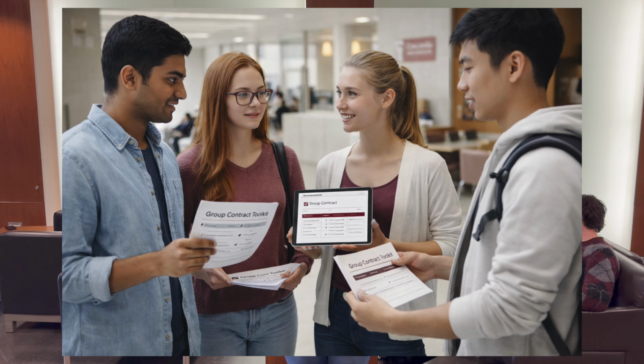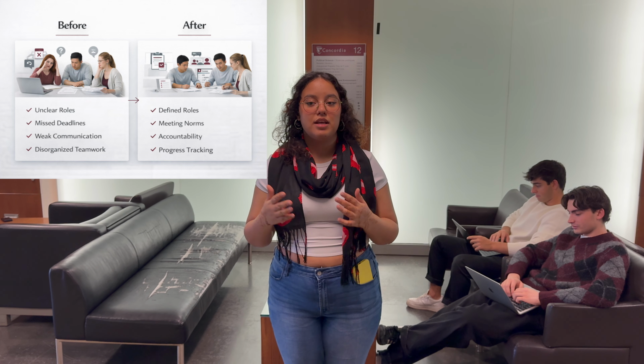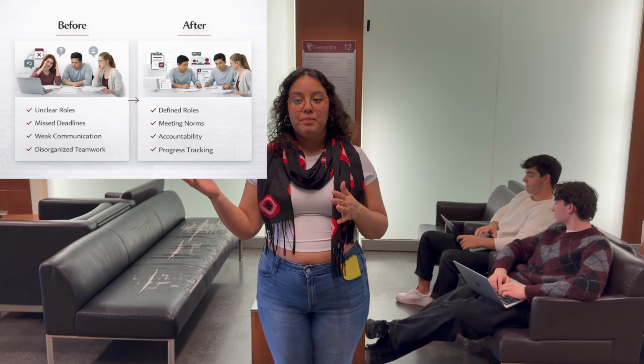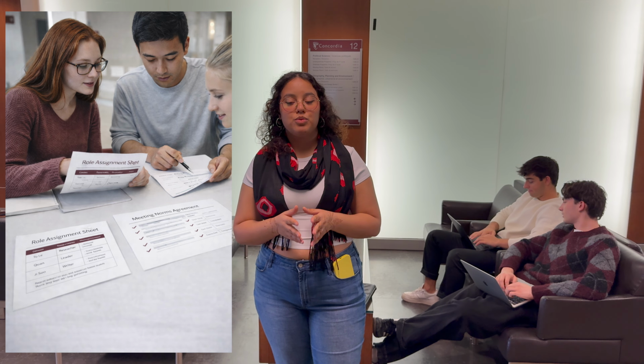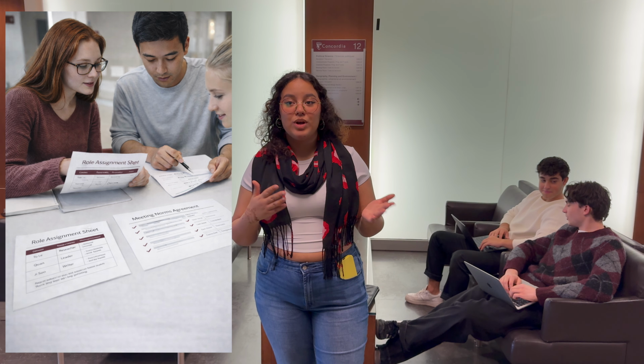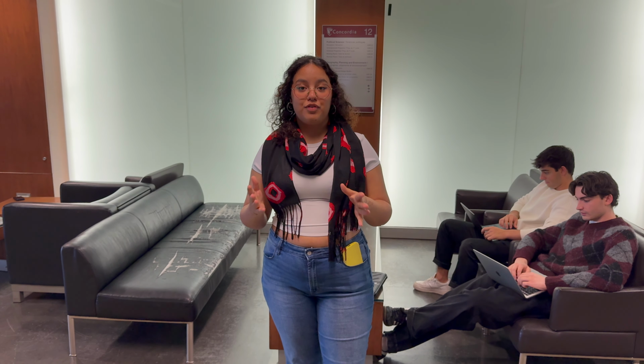Did the toolkit actually make a difference? From the feedback we gathered, students who used the toolkit reported feeling more organized and more confident that their group was on the same page from the start. The role assignment sheet in particular helped reduce uncertainty about who is responsible for what, and the meeting norms gave groups a shared framework for staying in contact.